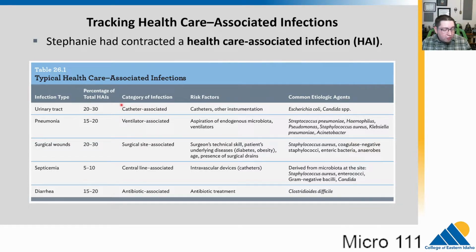Surgical wounds, this is a big one. Obviously, anytime you break the skin, you're opening up the body and defeating one of our major barriers that we have. This is the other second biggest one, 20 to 30%. So urinary tract and surgical wounds.